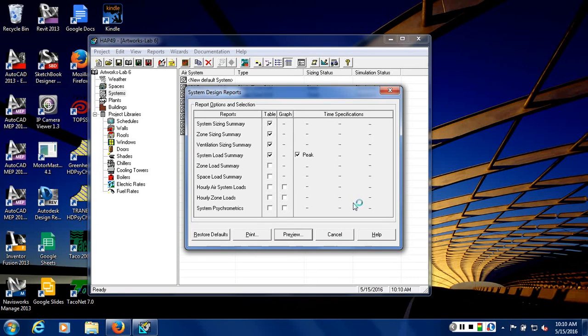Now, when I select this, the most common reports that are valuable are these first four: a system sizing summary, a zone sizing summary, a ventilation sizing summary, and a system load summary. Those are the four most valuable ones. And usually when I do this, I sort of go in and I default these to that. Now what you can do next is, instead of hitting print, which would give you a lot of pages, hit preview.